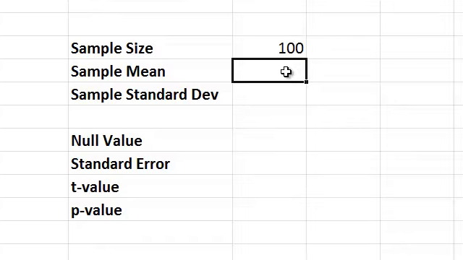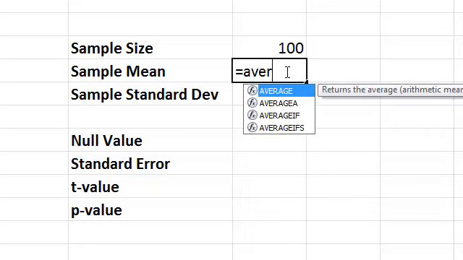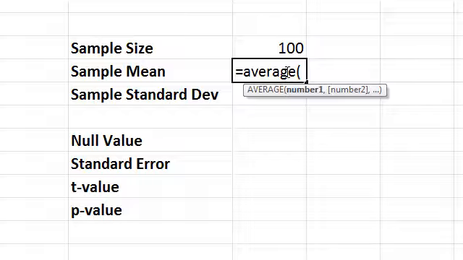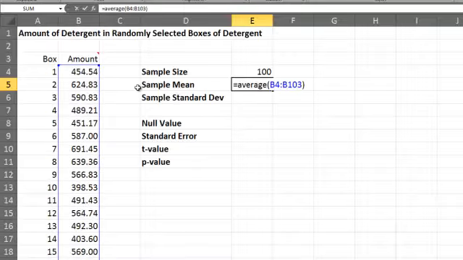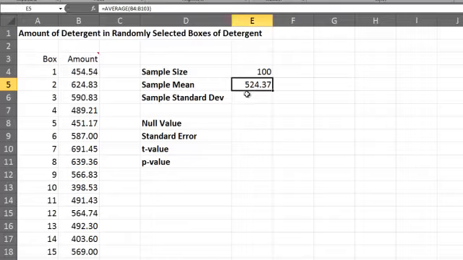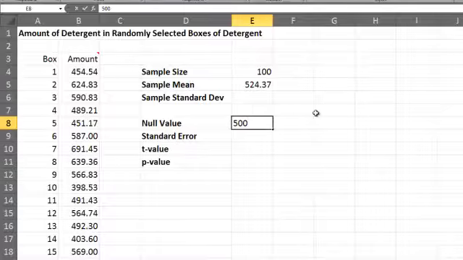Our sample mean will be the average of our amount of values in column B here. So equals average, and select my amount of values. And my sample mean is 524. So that's greater than 500. That's a good thing. If the sample mean came out to be anything less than 500, then there's absolutely no way the evidence could support the claim. So it's on the right side of our null value of 500 to help us. We'll want to know how far away it is, though. So let's just go ahead and put our null value in here as 500 grams.